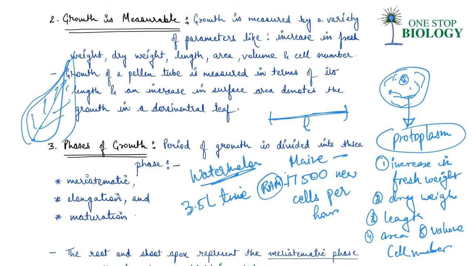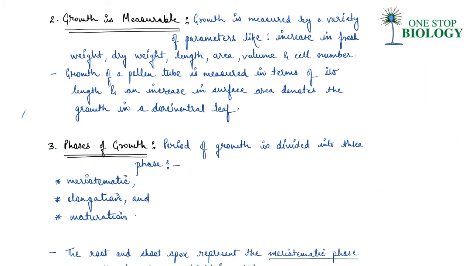If this area is increased, we say the leaf has grown, right? So depending upon different parts of the plant body, or different parameters that we discussed, we can measure growth. Growth is always measurable, right? So we discussed two factors, guys. First is that plant growth is indeterminate, and then we also discussed that plant growth is measurable.